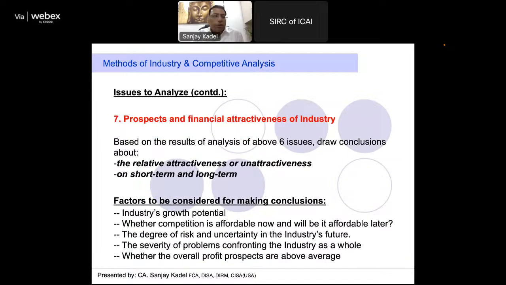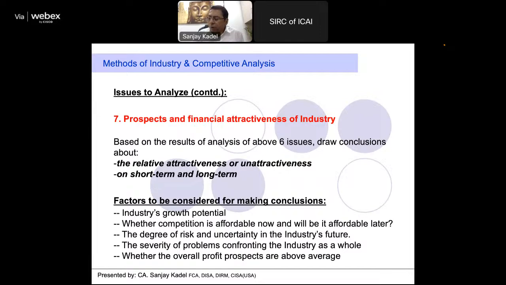Prospects and financial attractiveness of the industry. See, based on the results of the above six issues, the analysis of six issues, you have to draw a conclusion whether relatively this industry is attractive or non-attractive. Now, when I say attractive or non-attractive, it means whether this industry has the potential for attractive profits or not.